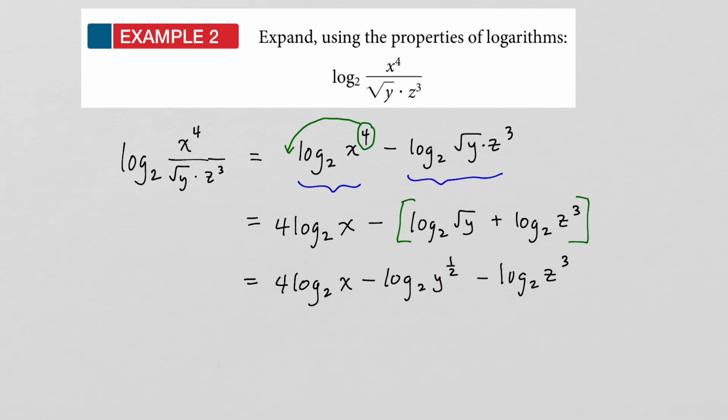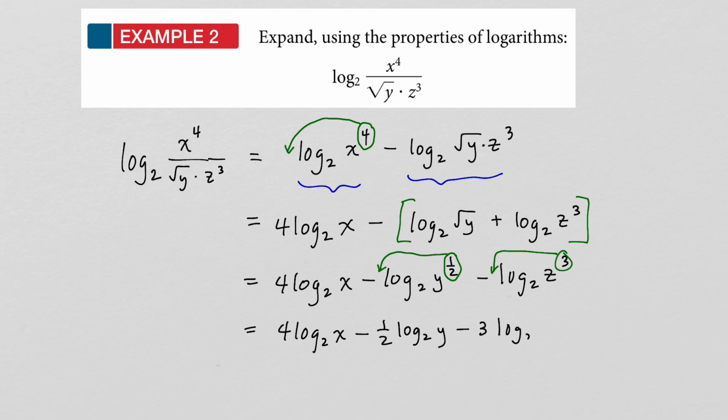And our final step is going to be to take these powers and bring them down in front of each of these logarithms. So we end up getting 4 log base 2 of x minus 1/2 log base 2 of y minus 3 log base 2 of z.